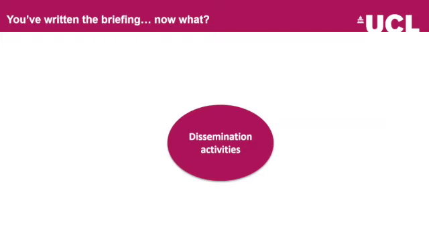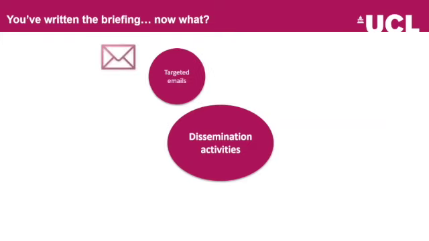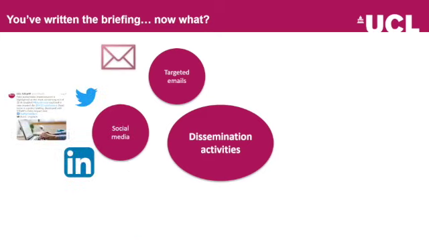There are all sorts of different things you can do to disseminate a policy briefing. Some suggestions include sending targeted emails to individuals, with a link and an attachment of your briefing. You can promote it via social media. Twitter and LinkedIn, we find in particular, are quite useful for this. Twitter, particularly for a policy audience. LinkedIn, I think, is possibly a bit better for an academic audience, although maybe that's changing.